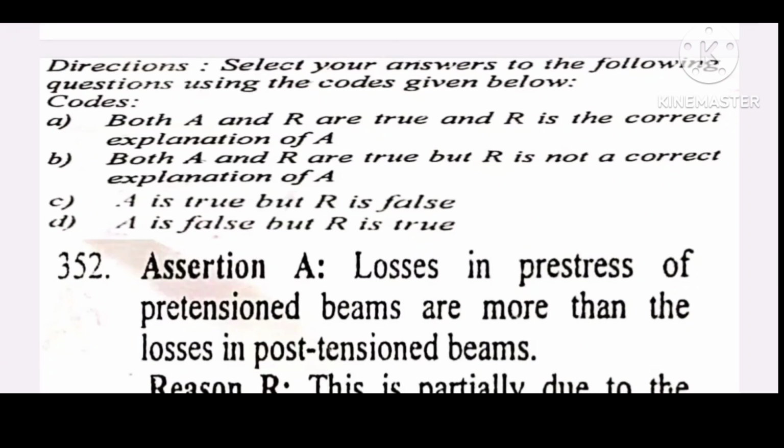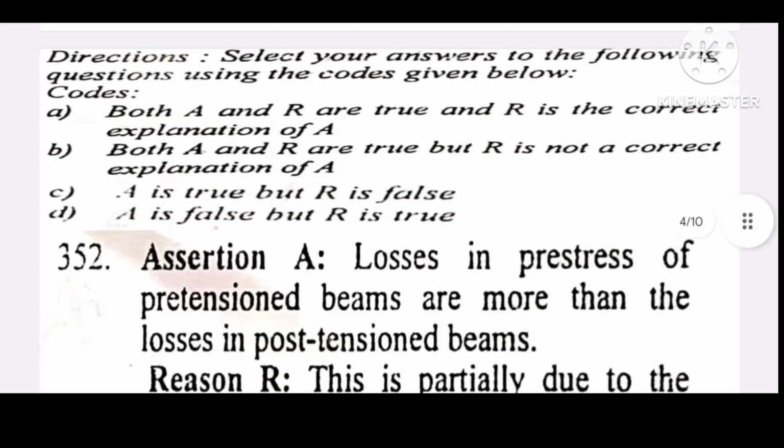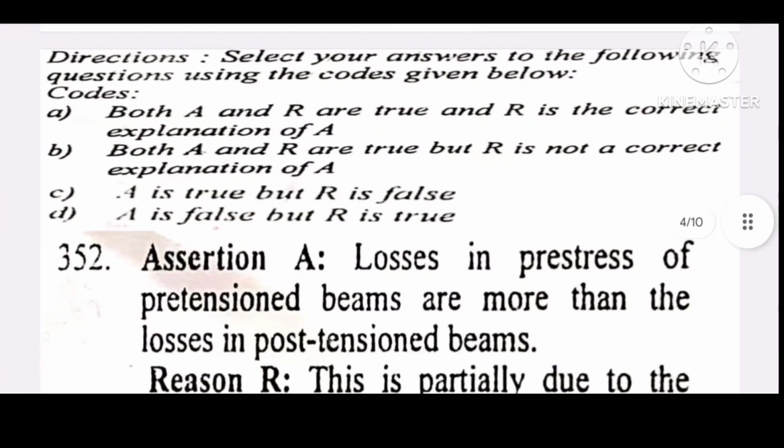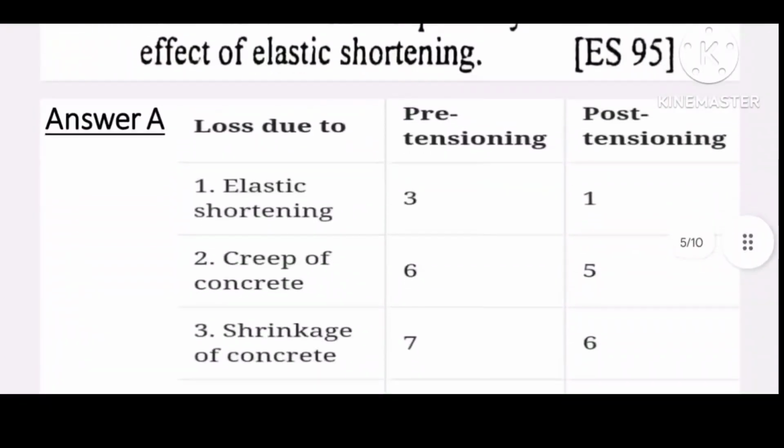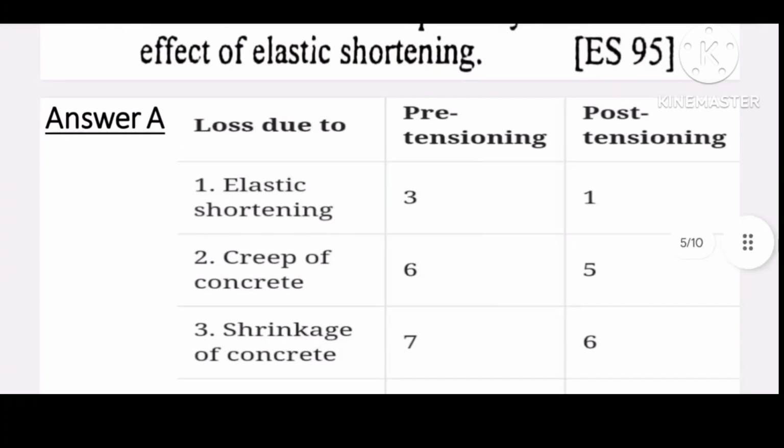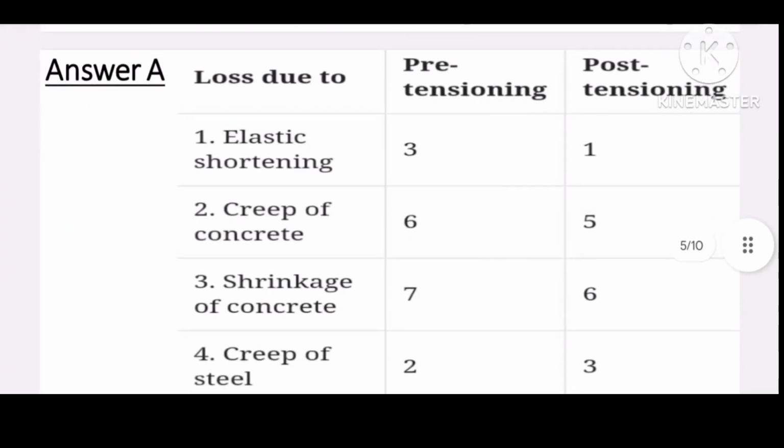And the second one is both A and R are true but R is not a correct explanation of A. And the next option is A is true but R is false, and option D, A is false but R is true. So let's see which is the correct answer. Option A is the correct one. So here is the explanation.